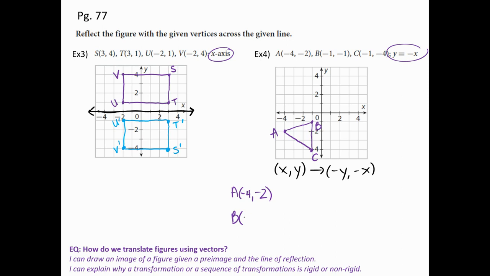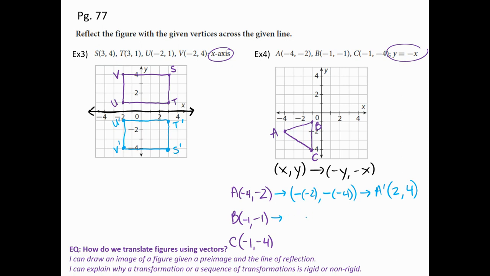My B is at negative 1, negative 1. And then my C is at negative 1, negative 4. Okay, so I'm going to take that and I'm going to jump over to blue now because now I'm going to work with transferring that across. Okay, so following the rule, I do negative y, negative x. So negative, then the y value, negative, then the x value. When I simplify that, negative times a negative, I'm going to have A prime is at positive 2 and positive 4. So negative times a negative is positive.